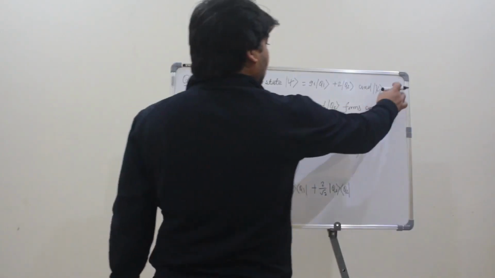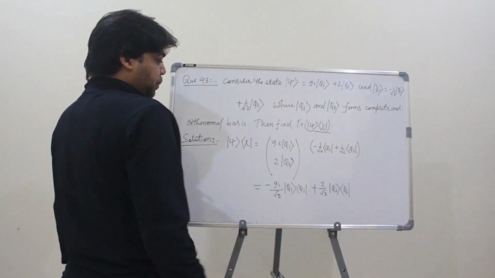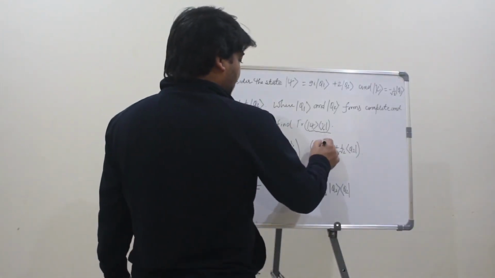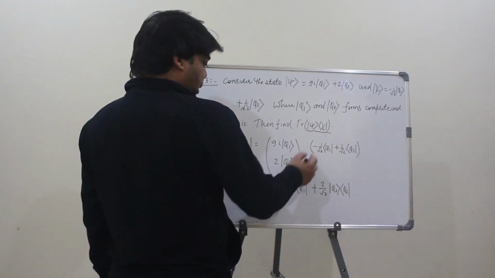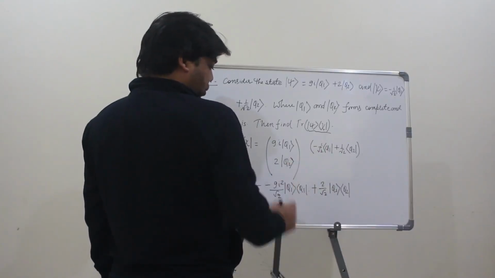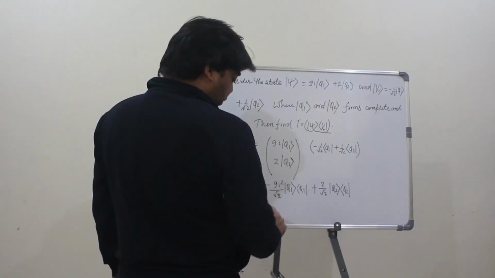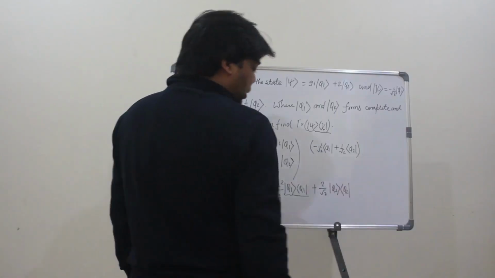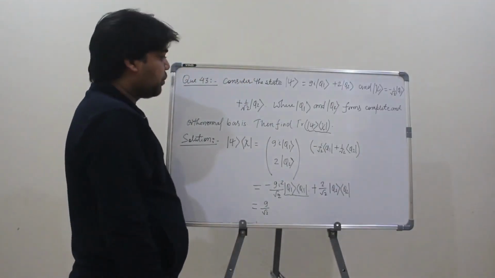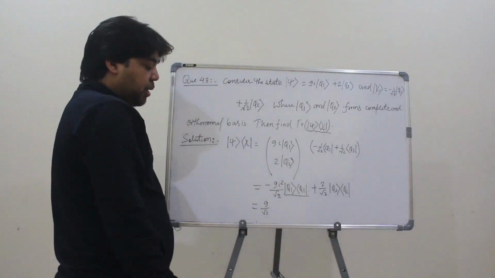So here it is, i by root 2, right? So i by root 2 gives you 9i with 9i square, so giving you 9 divided by root 2 phi 1 phi 1 plus 2 divided by root 2 phi 2 phi 2. Right? So what is the trace of this matrix?